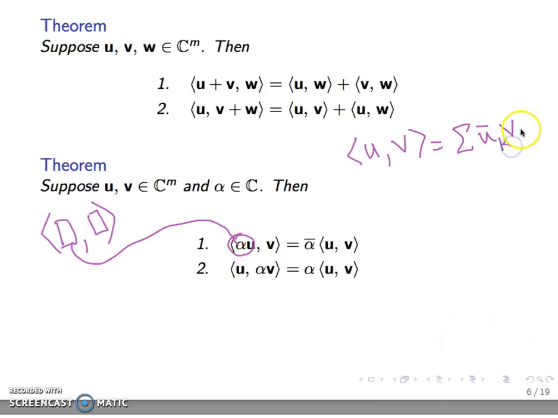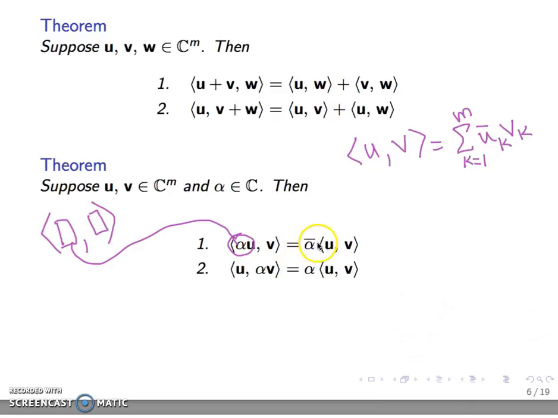So this is the conjugate of UK, and the VK entry in here, K runs between 1 and M. Right? So the conjugation is something that is involved in this summation, and therefore, when we say there is a scalar vector product here as one of the arguments of the inner product, we can pull the scalar out of the inner product, but we have to be mindful that it's not just the scalar alone, it's actually the complex conjugate of that scalar.